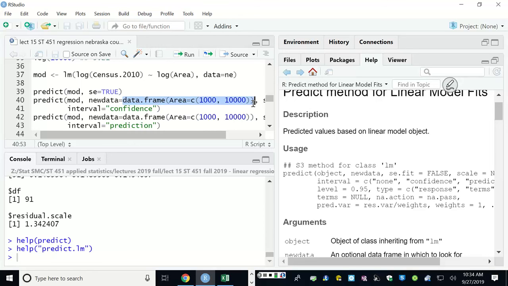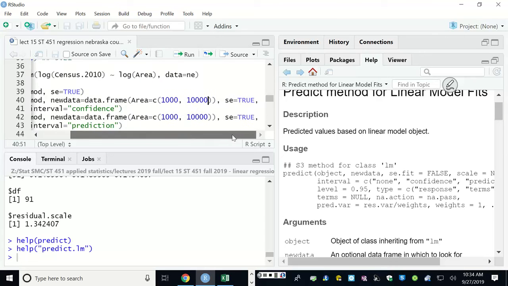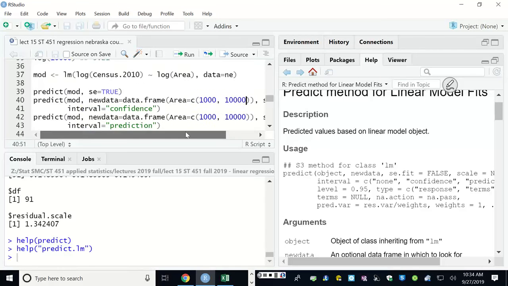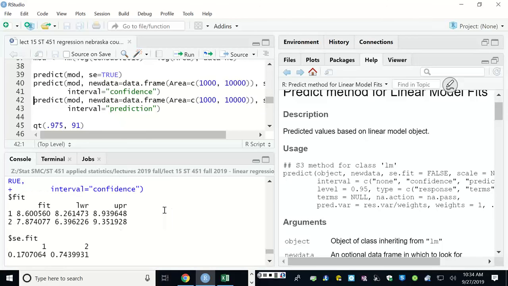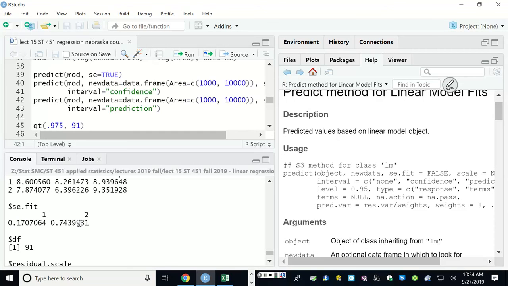And it wants variables identified as the ones that are used in prediction. So you need an X, you need area. It's kind of neat, I can give it area instead of log area. It will convert it for me. Smart that way. And if I tell it standard error equals true, it'll give me the standard errors. Confidence will give me the confidence level. And so for these 2 points, it has my fits, and it gives us lower and upper intervals for estimation of the mean at that level, and standard error for those.